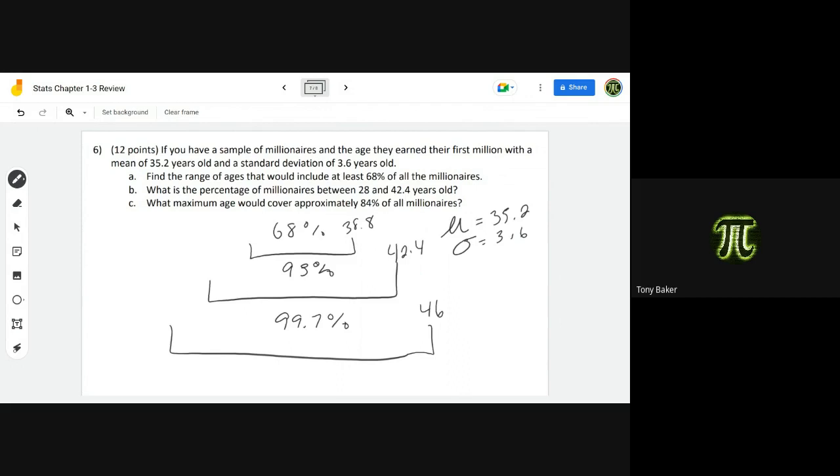And then if we did the other side, we'd subtract. So 35.2 minus 3.6 is 31.8. No, 31.6.